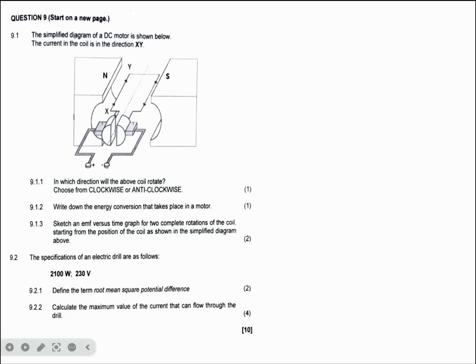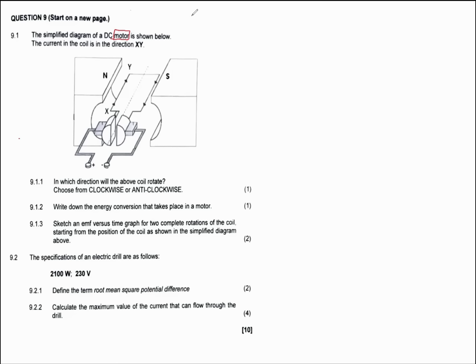Okay, so we have another question, question 9. It says the simplified diagram of a DC motor is shown below. The current in the coil is in the direction XY, so it is clockwise like that. And 9.1.1 says, in which direction will the above coil rotate? Choose from clockwise or anti-clockwise. So this is a motor. Note that.